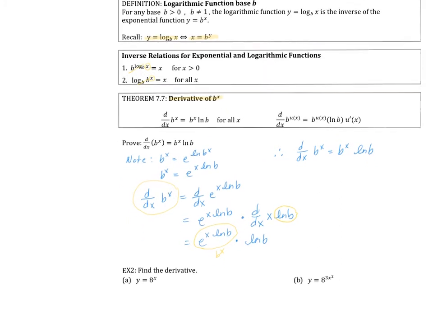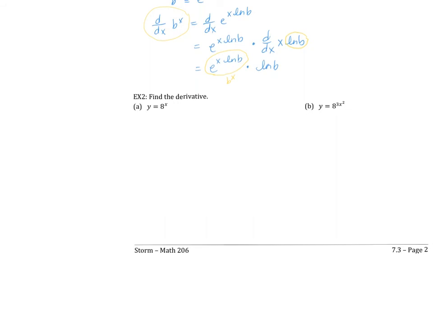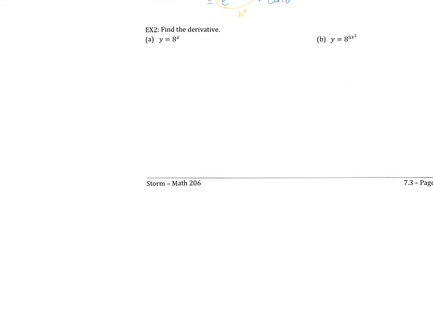So let's go ahead and compute some derivatives. This is super nice. If I wanted to find the derivative of y equals 8 to the x, the derivative stays the same times the natural log of the base, 8. And that's it.